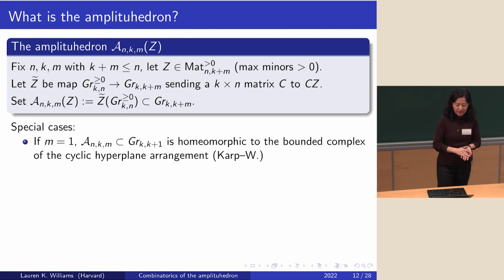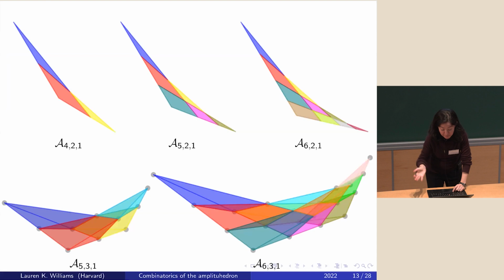If you look, on the other hand, at m equals 1, it turns out that the amplituhedron recovers the bounded complex of a cyclic hyperplane arrangement. And these are some pictures of what your amplituhedron looks like when m is equal to 1. It's not convex, it's not a polytope, but it's still very combinatorial.